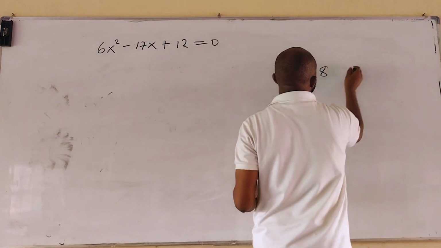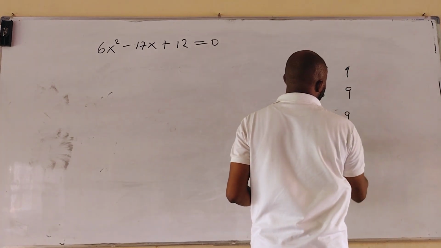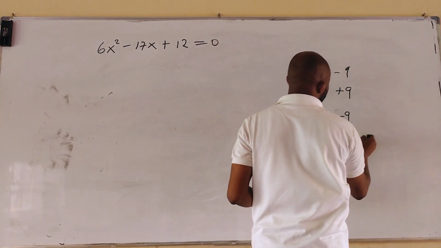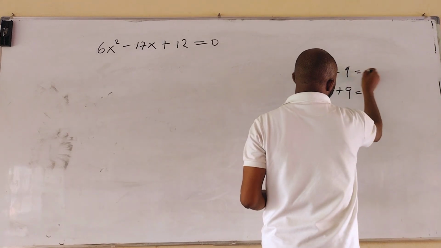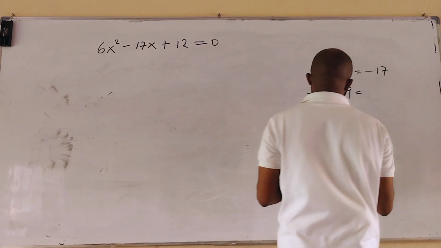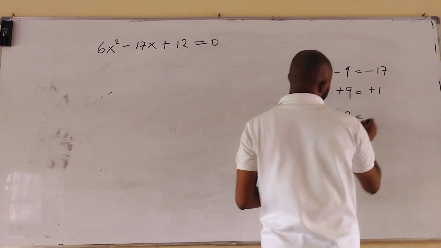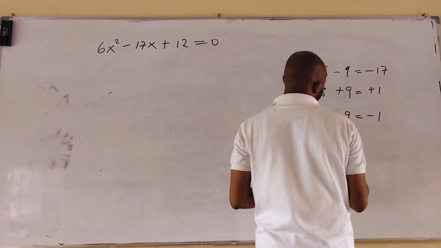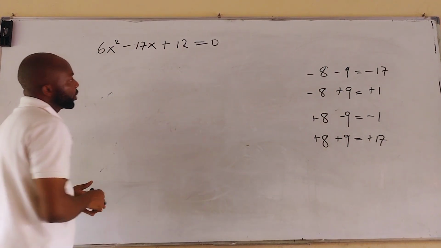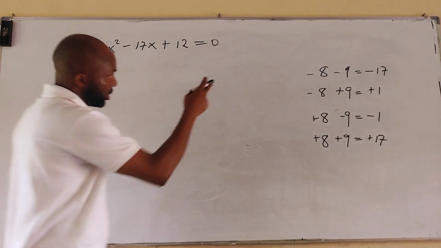So we have 8 and 9 with the sign combinations: minus minus, minus plus, plus minus, plus plus. Minus 8 minus 9 is minus 17. Minus 8 plus 9 is plus 1. Plus 8 minus 9 is minus 1. Plus 8 plus 9 is plus 17. We are looking for two numbers that when we add we have minus 17, and when we multiply we have plus 72. So that's the first one.